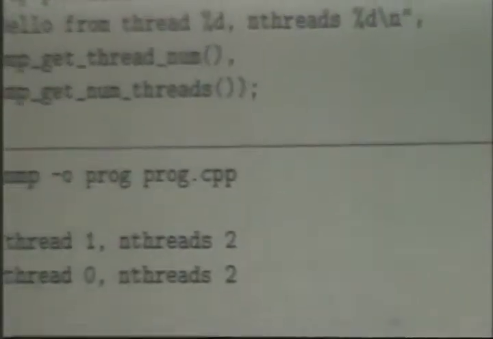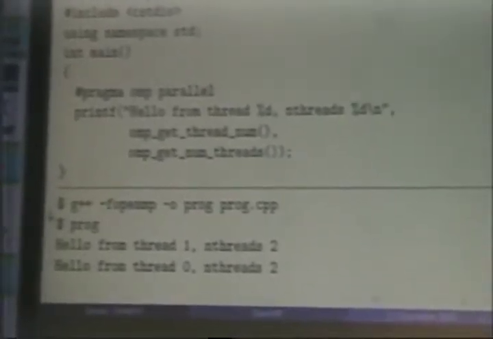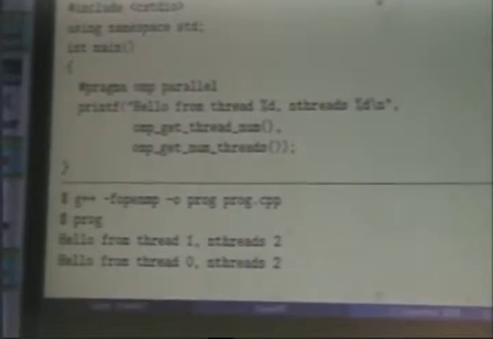That is essentially it. Now, if you compile the program without the -fopenmp option, it will still compile. However, if you do that, only one core will be used.